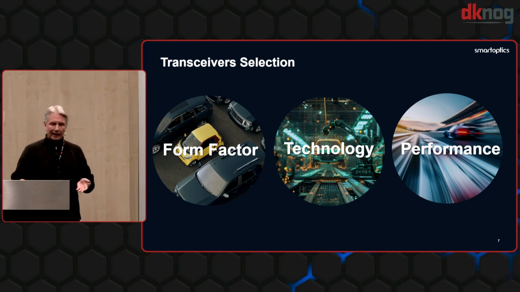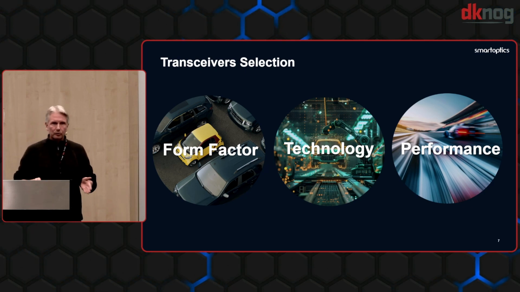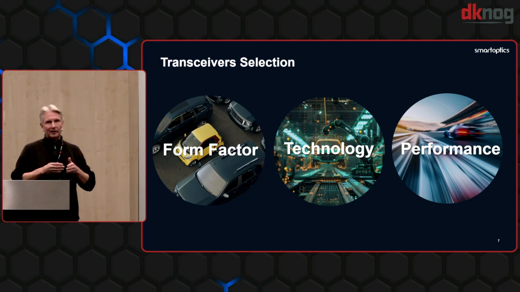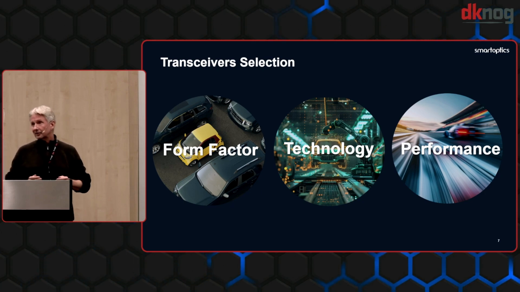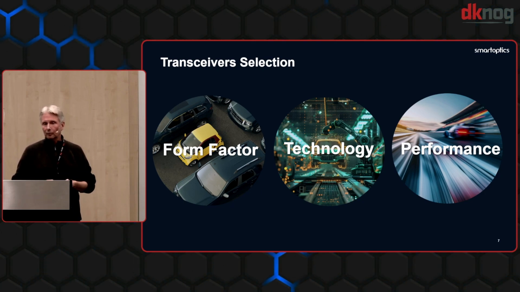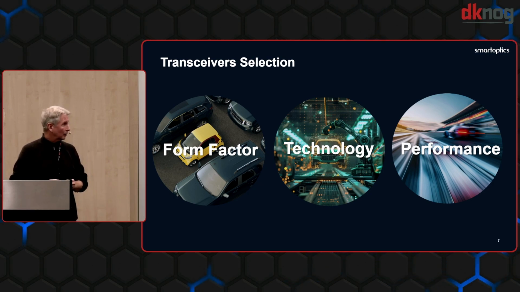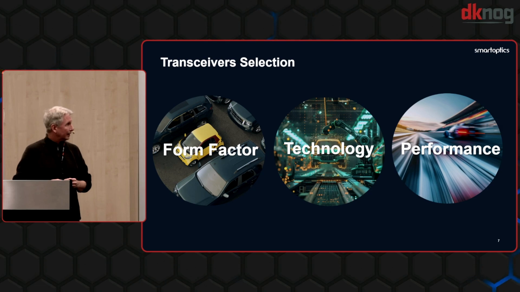Then you have different technologies. We normally refer to it as gray optics, short reach optics that you have within the data center. That is one type of optics. And then you also have the type of optics that you use for connecting between data centers, some kind of higher performance optics with normal wavelength division or multiplexing capabilities. So I will come back to that selection a little bit later.